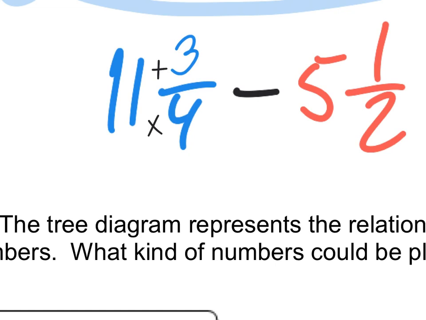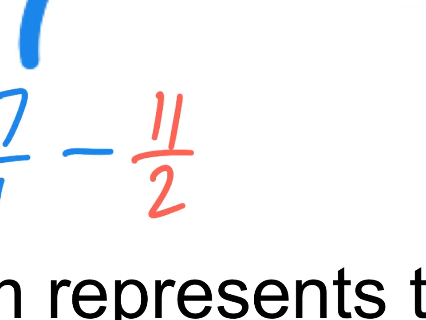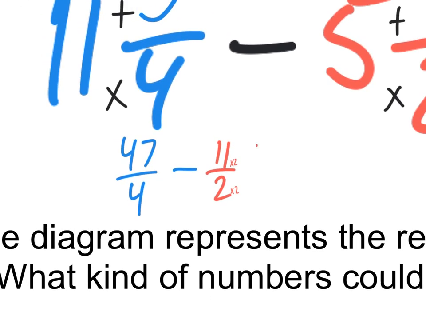So we do 11 times 4, which is 44, plus 3 more is going to be 47. So I have 47 over 4. And I've got to do that minus, here's my other Texas method on the other one. 5 times 2 is 10, plus 1 more would be 11, so I have 11 over 2. Now, in order to be able to subtract these, I have to have a common denominator. The easiest common denominator is going to be 4. So in order to get this to 4, I've got to do both of these times 2. So this is going to change to 22 over 4.